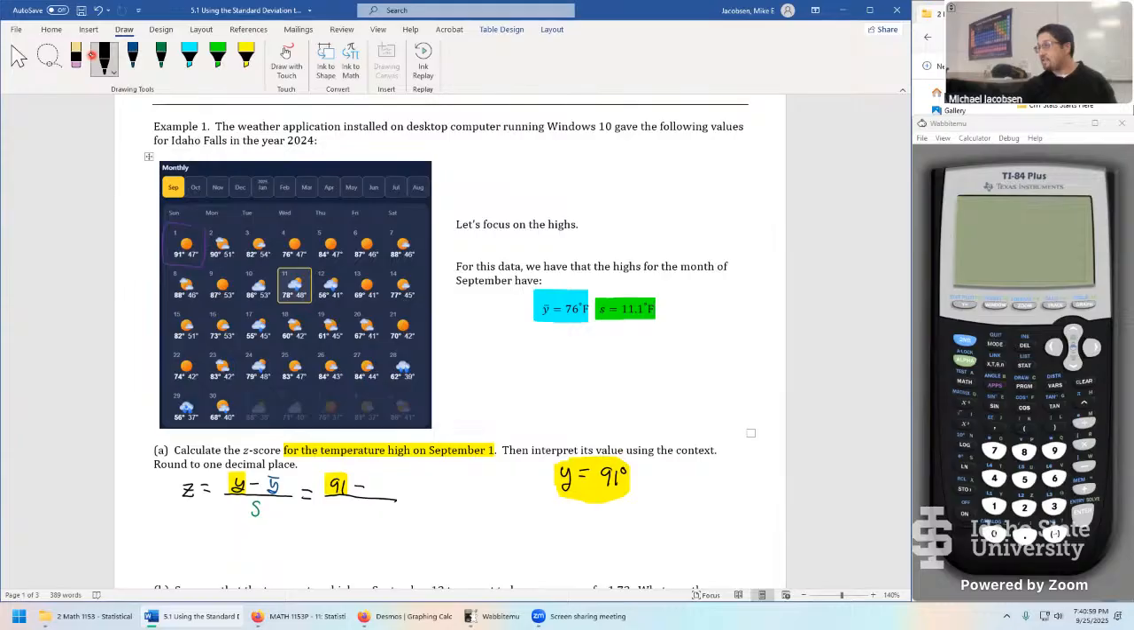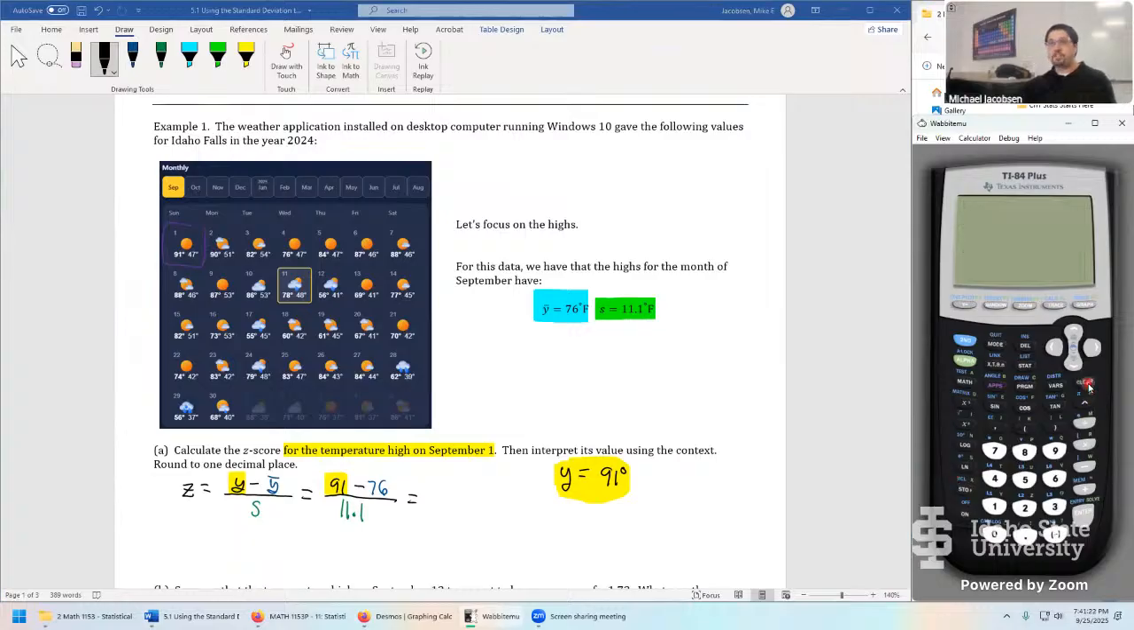So we subtract the sample's mean, 76 degrees Fahrenheit. We divide by the sample standard deviation, 11.1. Following the colors, this is what we would get. So now it's just back to the calculator at this stage.